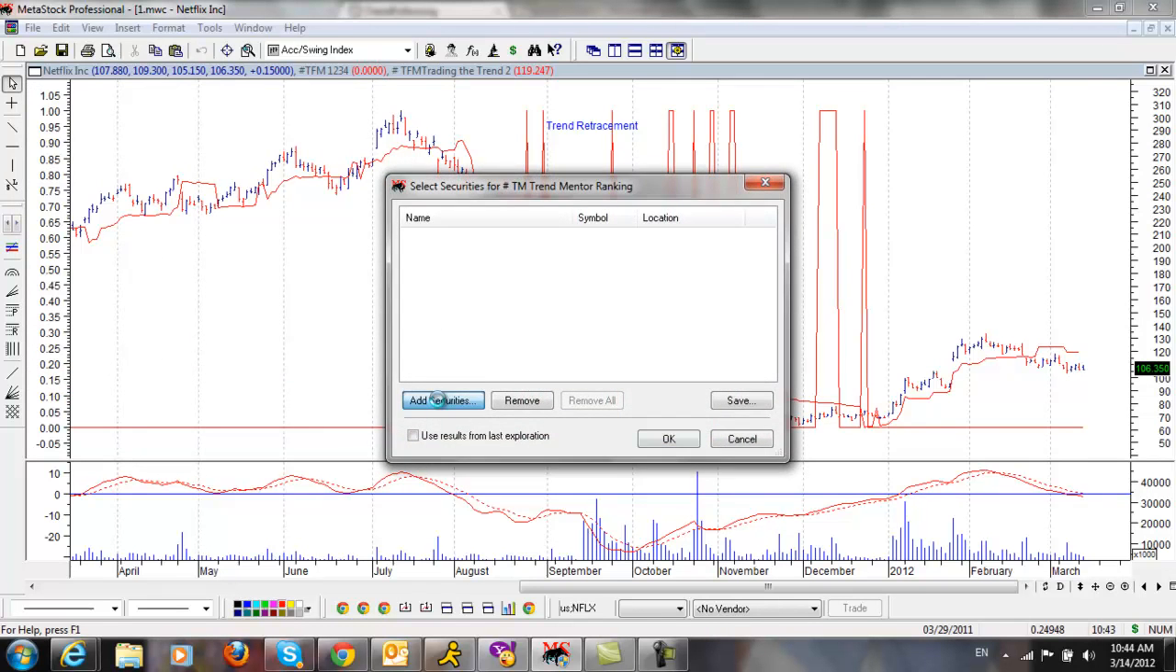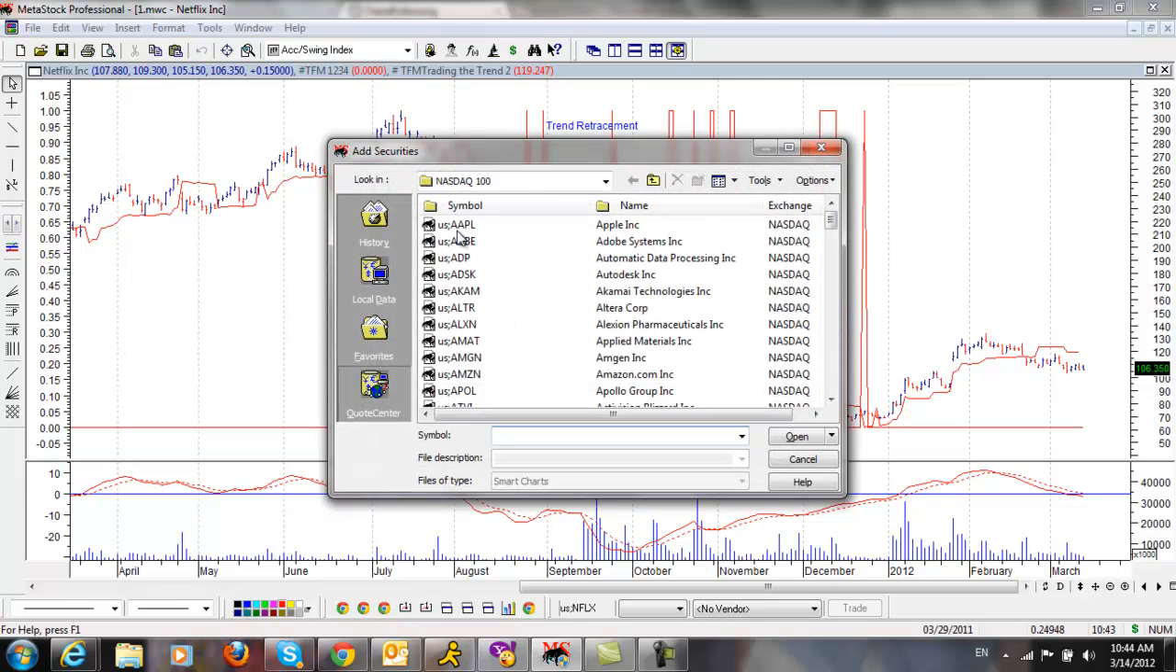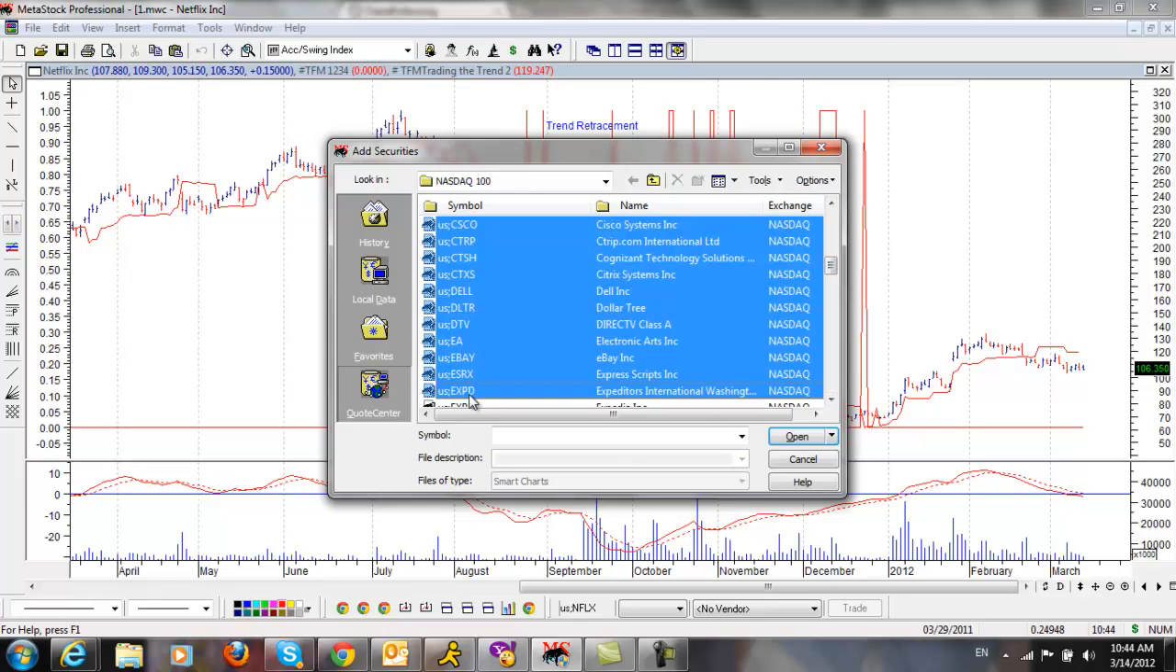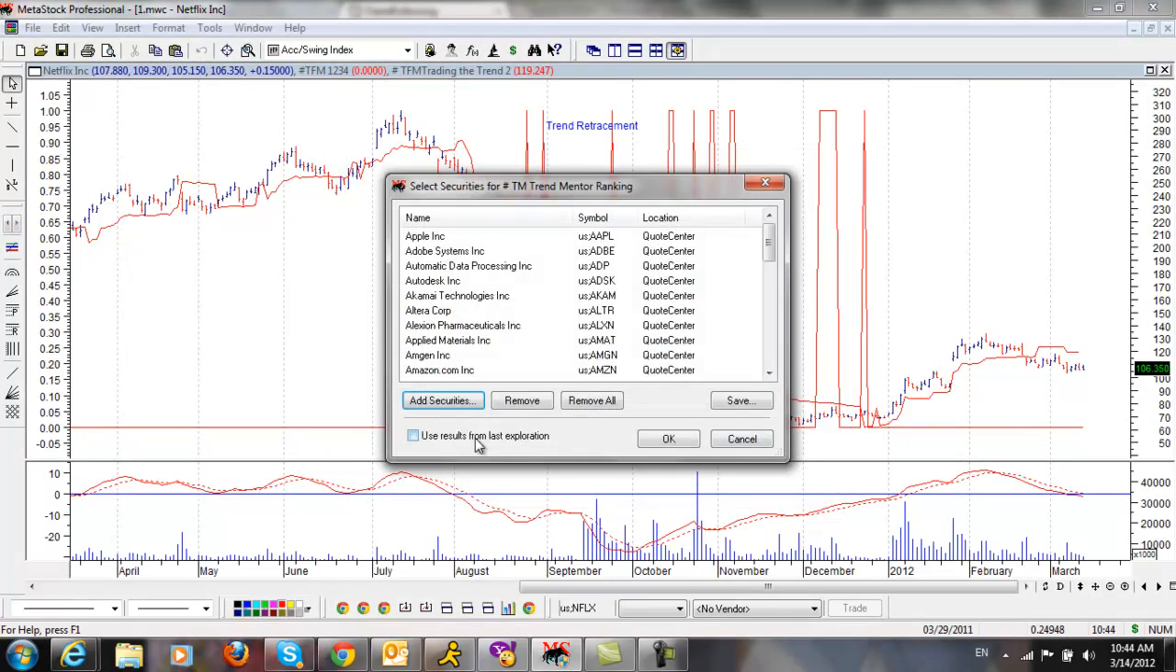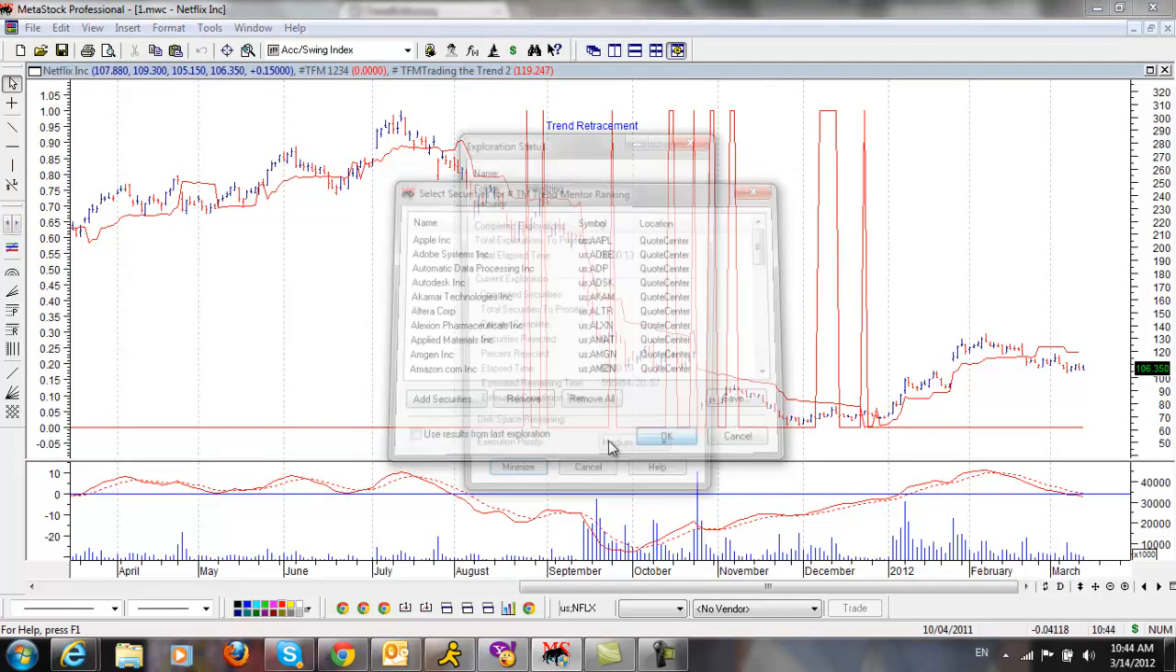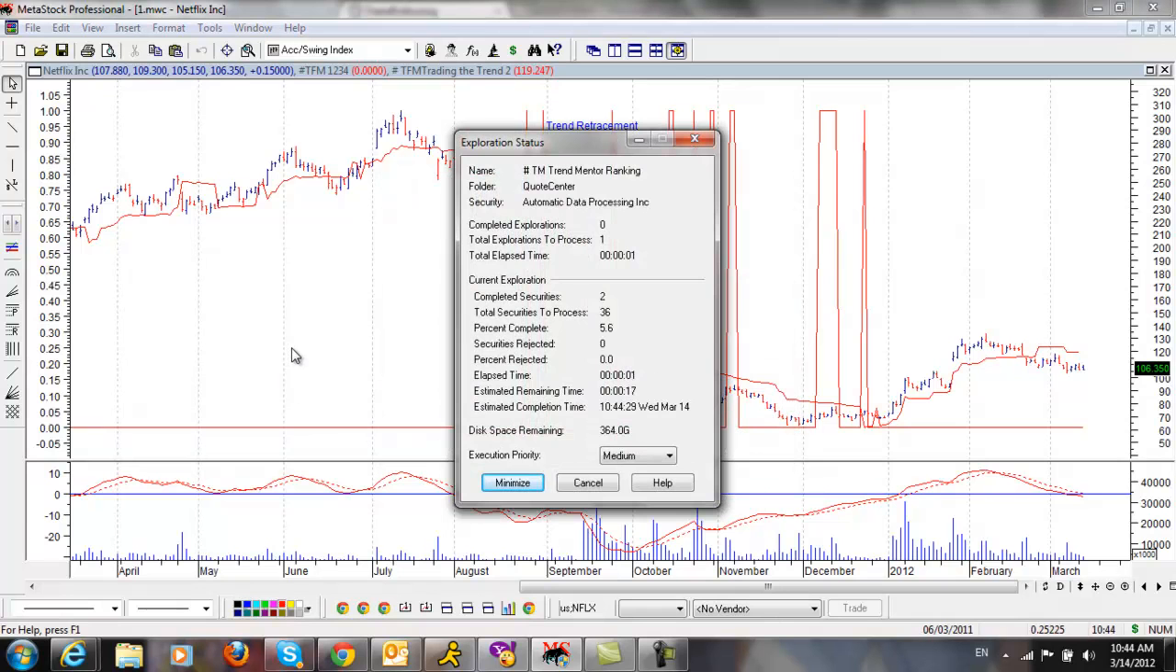I'm going to add securities. Just for time's sake, I'll just do a handful of them. Do up to here. I open them, and then I'm going to let it run. It should take about a minute or two. Maybe a little bit more than a minute or two. Let's see how we've done so far.